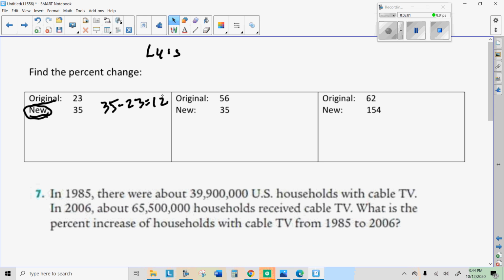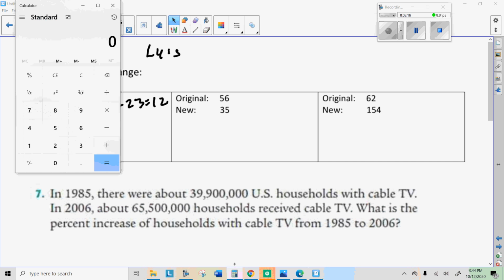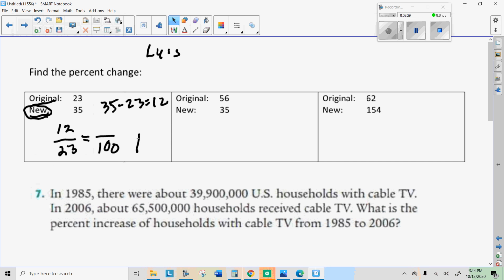Okay, from the original to new, there's 12 more. All right, now you use that 12 as your part. You use the original as your whole, and then you change that to a percent. And you get 12 divided by 23. And then you just have to move the decimal over 2 places, which is about 52%. We're going to round our values to the nearest whole percent today. So that says 52%, in case you can't read that.